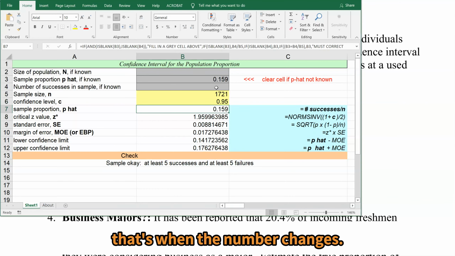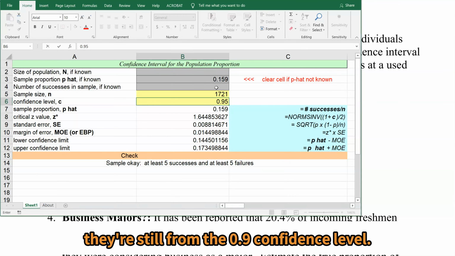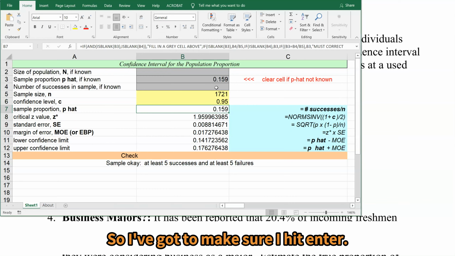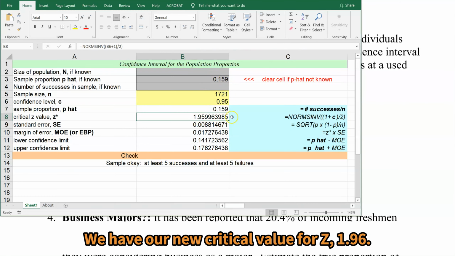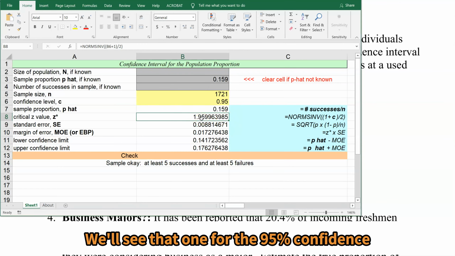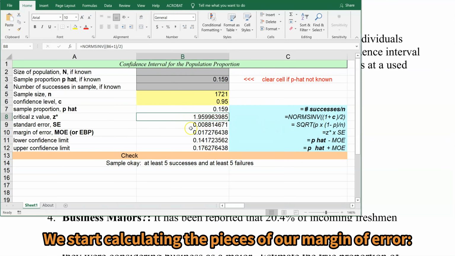Notice that when I hit enter, that's when the number changes. If I just keep it at 0.95 and I don't hit enter, my values are still from the 0.9 confidence level. So I've got to make sure I hit enter. And then notice some things. We have our p-hat here that matches the p-hat we put in. We have our new critical value for z, 1.96. We'll see that one for the 95% confidence intervals for proportions. It's always 1.96. And then we start calculating the pieces of our margin of error.